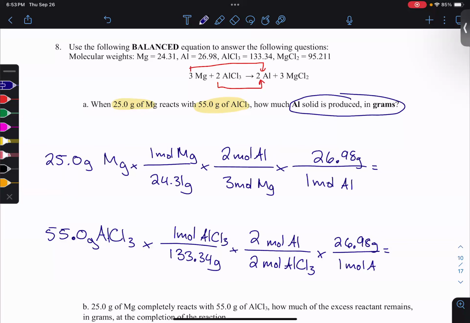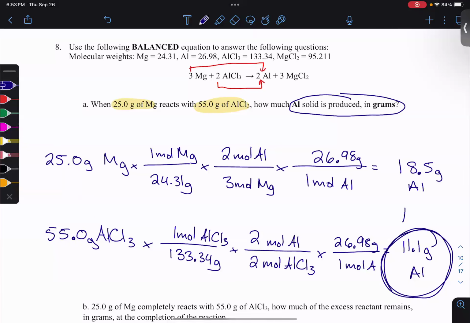So what I do now is calculate it. I get, if all of the magnesium reacts, 18.5 grams of aluminum is produced. If all of the aluminum chloride reacts, 11.1 grams of aluminum is produced. Which number matters to us? The smaller one, all right? This is my theoretical yield, the smaller number. That's how much product I will actually make.